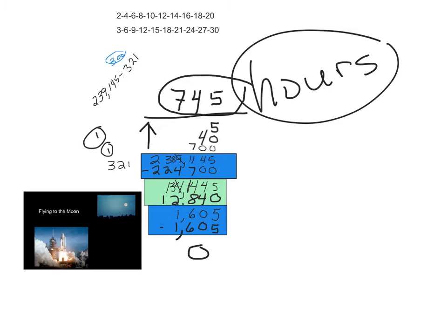At any rate, that, my friends, is how you use area division to solve a problem like this. I hope you enjoyed it. Hey, the next one you're going to do alongside with me.